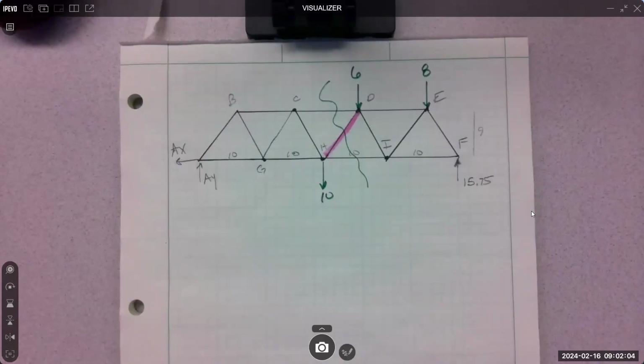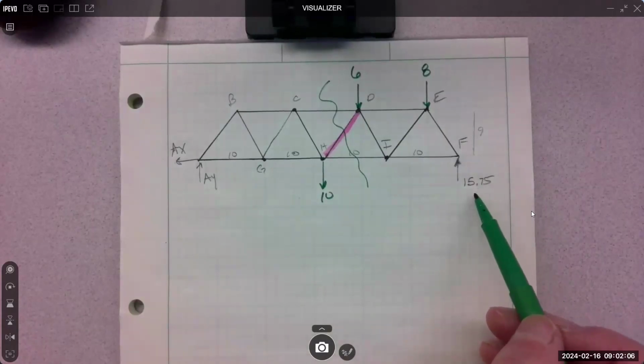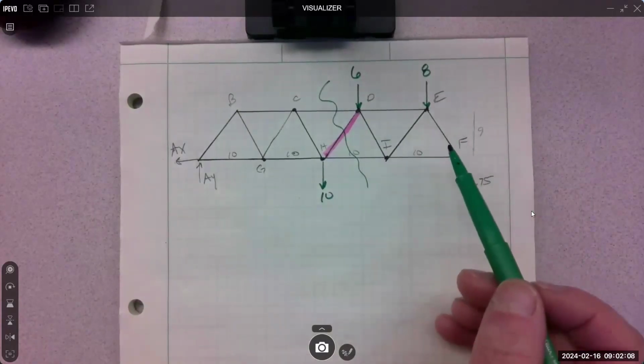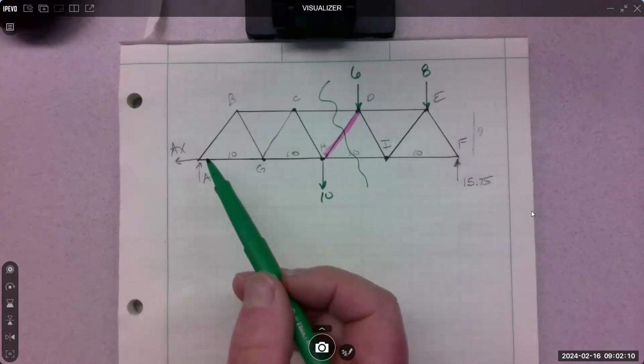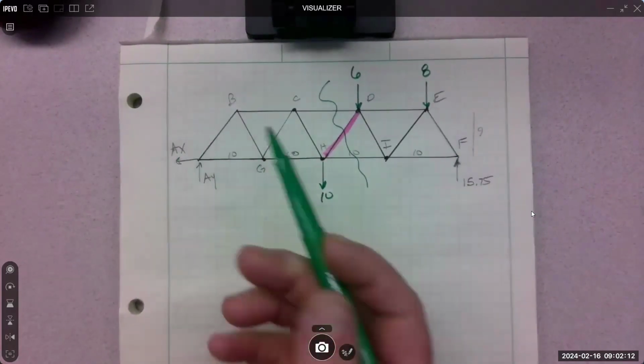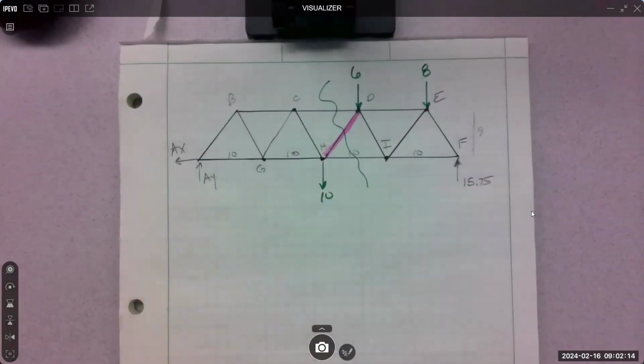Okay, so we solved for this reaction. I'm going to use the right side, because we did not solve for this. If I use the left side, these would be unknowns and that wouldn't be good, right? So you need to use the side where you have found reactions, and you find the reactions before you cut the truss. So step 1 is still free body diagram. Step 2 is find the reactions. Step 3 is cut the truss, 3 members or less.